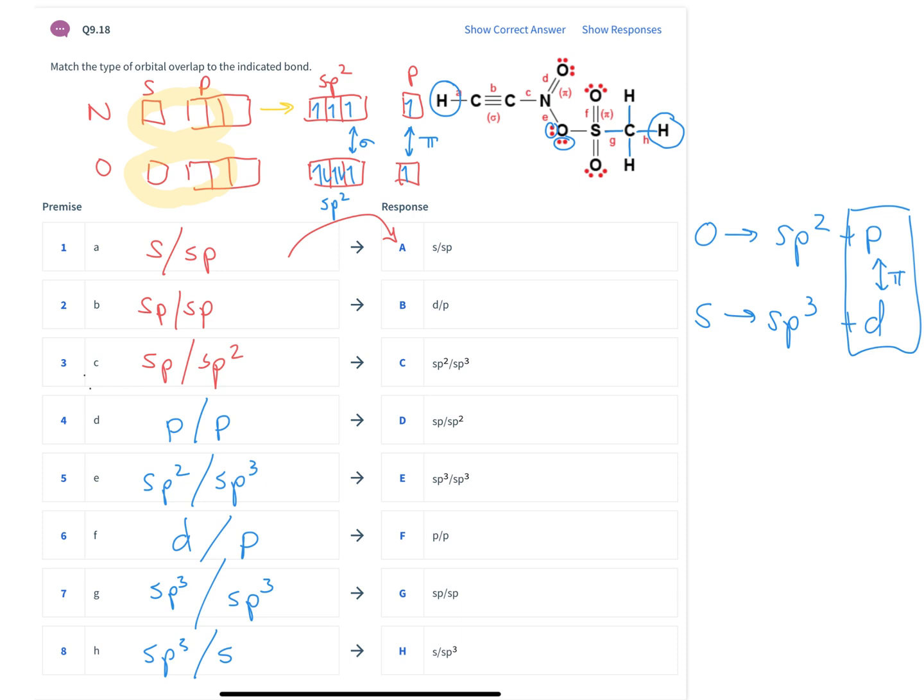So hopefully that helps break down this molecule. This is something we should all be comfortable with: figuring out hybridization, figuring out electron domain geometry, molecular geometry, and figuring out the bond angles in all of these instances.